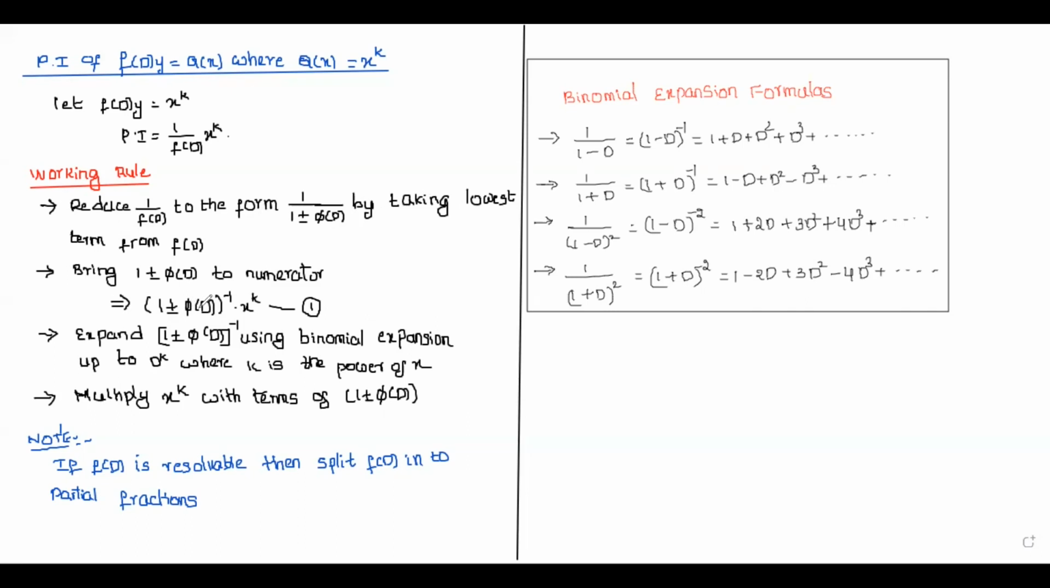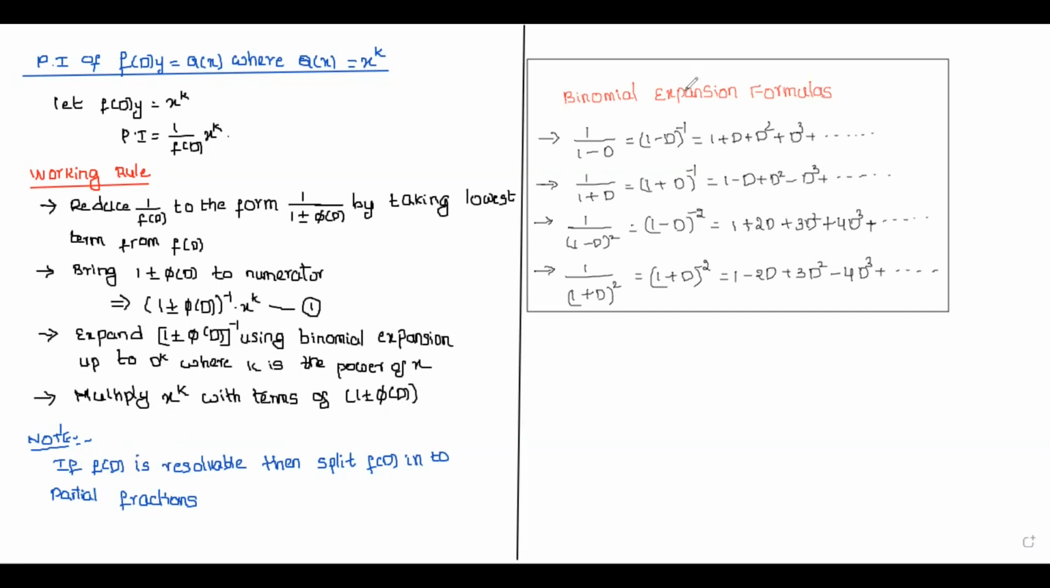We expand this [1 plus or minus phi(D)]^-1 using binomial expansion, which we discuss next, up to D^k, where k is the power of x. We have to observe the power of x, and in the binomial expansion we take only the terms up to D^k. All the higher order terms are neglected. Then multiply x^k into the terms obtained in the expansion, and we get the answer. One note: if f(D) is resolvable, then split f(D) into partial fractions, and then we can operate the same procedure.